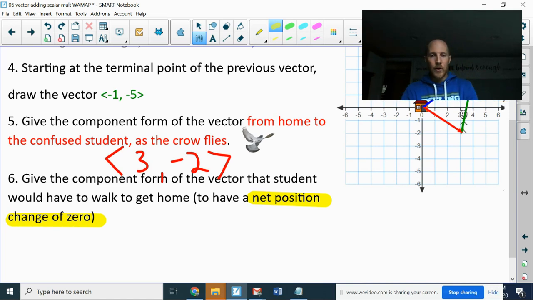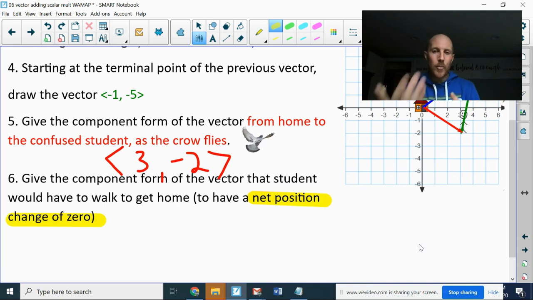So if we're adding vectors together, the net position change, it may not just apply to position, it could be net velocity or whatever we're adding together, but the net change of 0 means all of these vectors need to add up to give us a resultant of 0. So if the student leaves home and wanders off in the blue direction and then turns and wanders off in the green direction and then wants to go home, if we added a third vector from the end of the green vector, what is that missing vector that would get the student home?